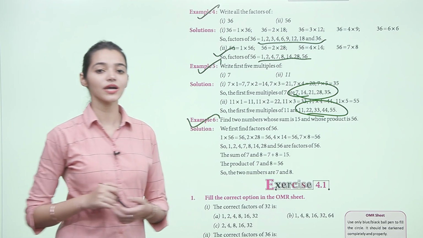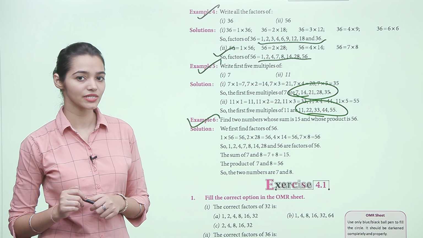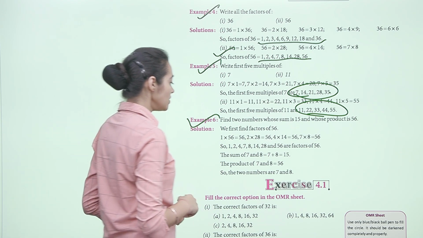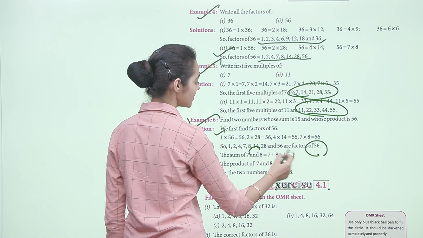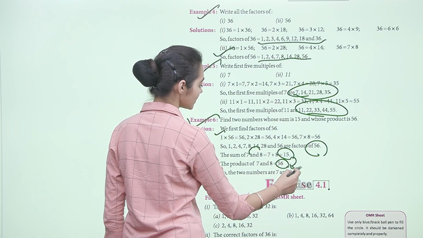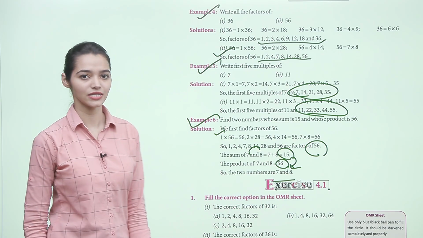In example number 6, we have to find 2 numbers whose sum is 15 and product is 56. So here are the factors of 56, and the sum of 7 and 8 is 15 and the product of 7 and 8 is 56. So the 2 numbers are 7 and 8.